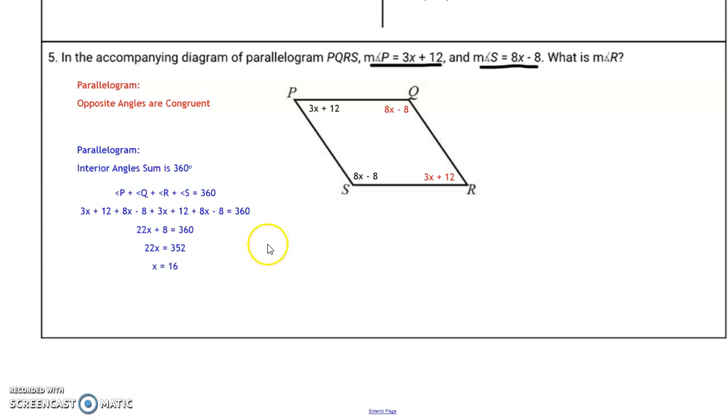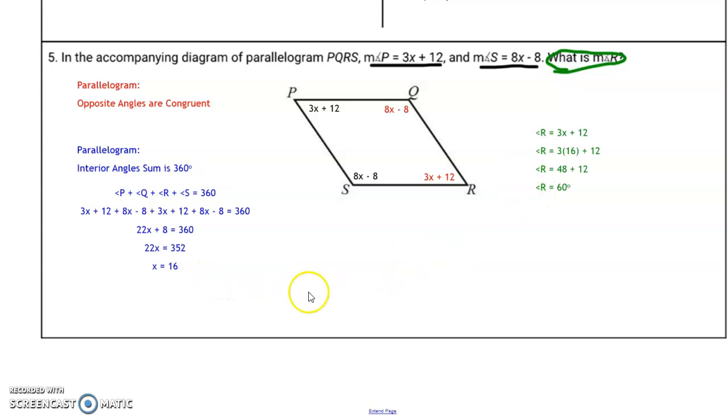One very worthwhile thing to know is that in a parallelogram, actually in any quadrilateral, any 4-sided shape, the interior angle sum is 360 degrees. So I was able to add all these up to equal 360. Solving the equation gives me x equals 16, and many students stopped there, but it did ask me to find angle r. So the last thing I'm going to do is find angle r. Pause the video and try that one out.